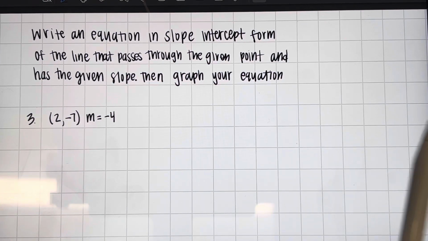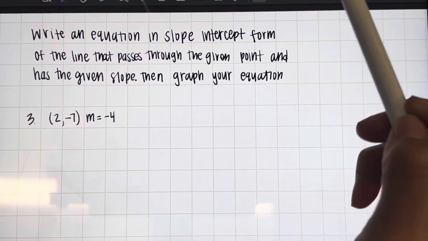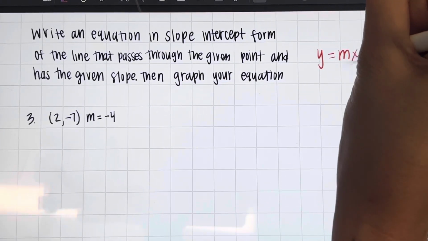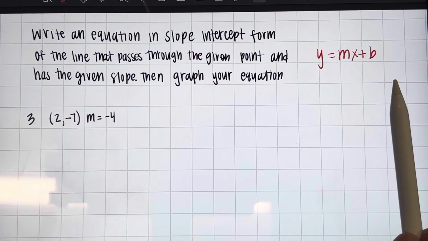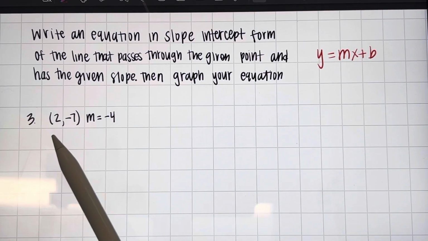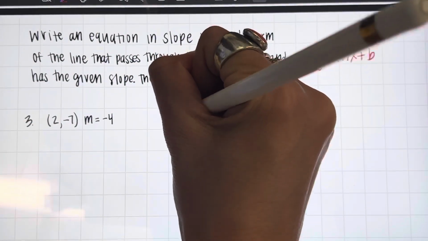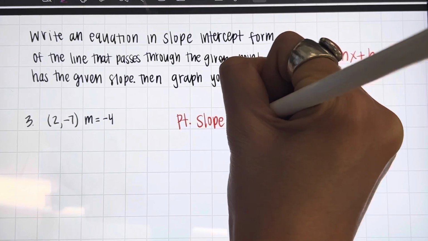-4. So again, we remember that they're saying write the equation in slope-intercept form. So I'm just gonna come across and write, just so we remember, y equals mx plus b. We remember that our final equation needs to be in slope-intercept form, just like this. We also know that they're giving us a point and a slope. So that reminds us that we'll need to be using point-slope formula.